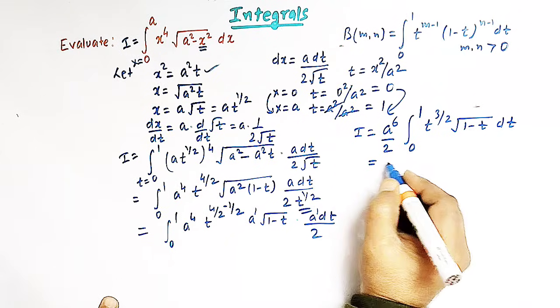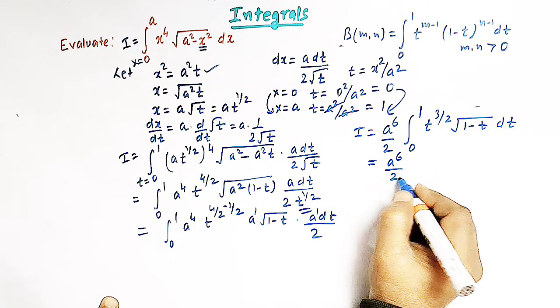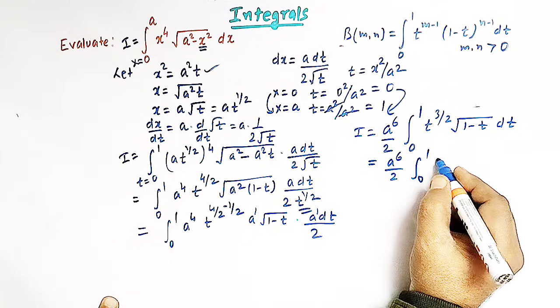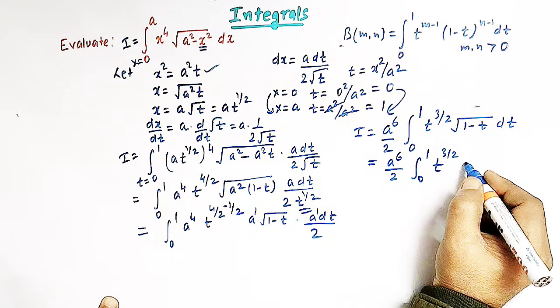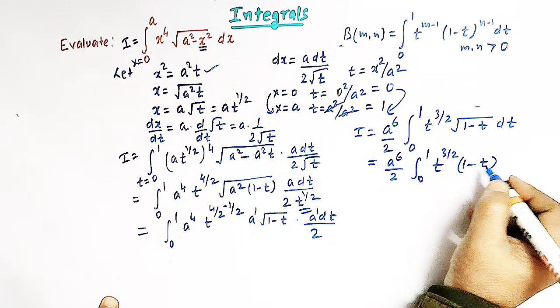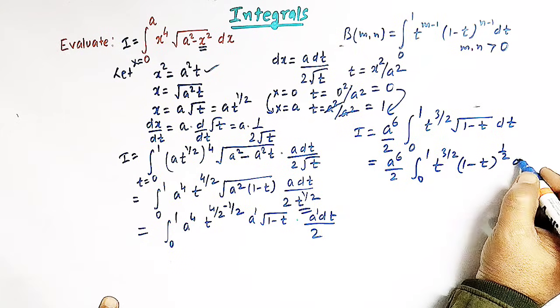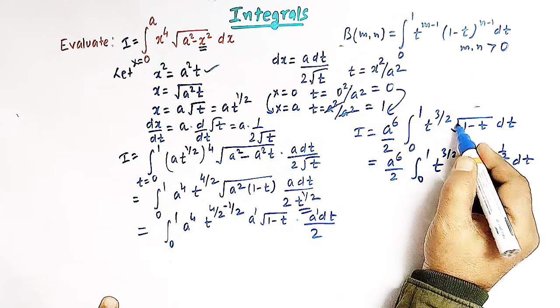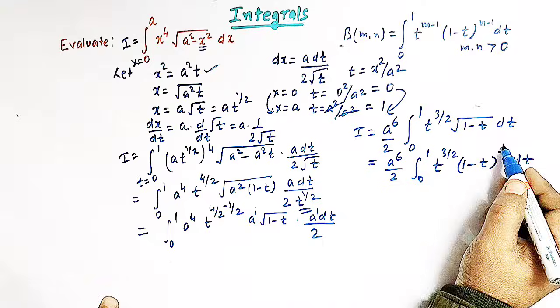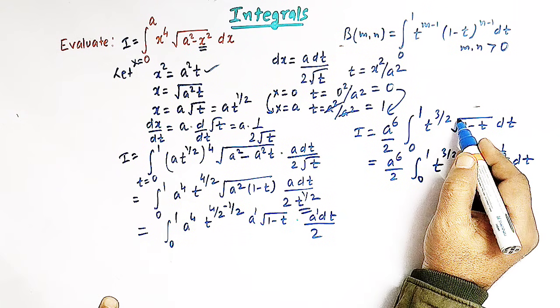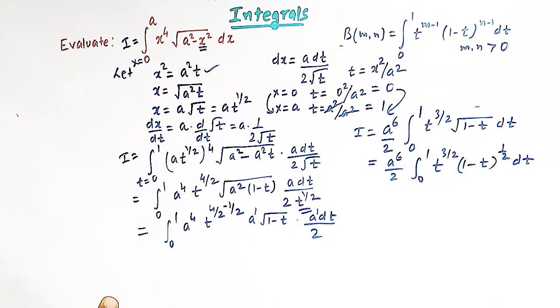So now we can write a raised to 6 over 2, integral from 0 to 1, t raised to 3 by 2, and (1 minus t) raised to half, and here we have dt. So we can write here 1 over 2 for this radical sign, that is the square root.